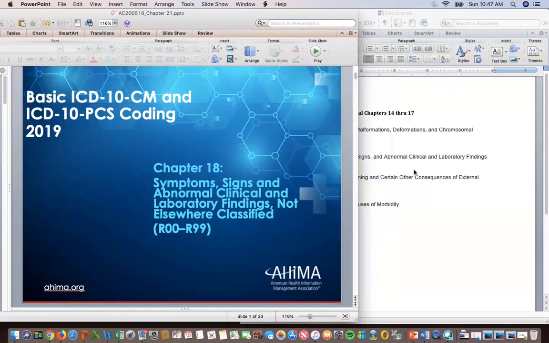It gives you an idea that chapter 18 includes symptoms, signs, abnormal results of clinical or other investigative procedures, and ill-defined conditions regarding which no diagnosis classifiable elsewhere is recorded. So signs and symptoms that point to a specific diagnosis have been assigned to a category in other chapters of the classification. So again, think about what you're coding in this chapter: symptoms, signs, and abnormal clinical laboratory findings.